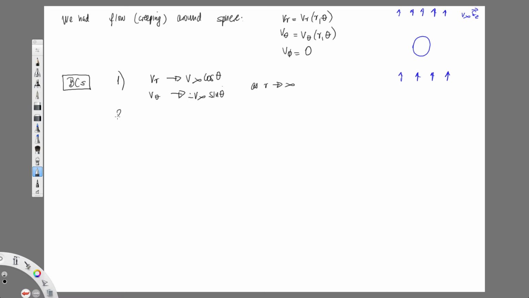Our second boundary condition, V theta is equal to 0 at r is equal to R, and our third boundary condition is Vr is equal to 0 inside the sphere and on the boundary. So no flow through the sphere surface or inside the sphere, and no slip on the boundary surface. So both tangential and normal components at the solid surface are 0 because the sphere is static in this flow.